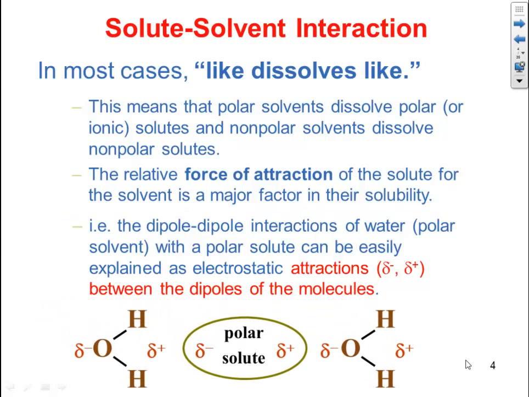Here's an example. You have your water molecules, which have delta pluses on the hydrogens and delta minus on the oxygen, and your polar solute, which will have a delta minus and a delta plus. What occurs is an attraction between the hydrogen delta pluses and the delta minus of that polar solute, and then you have an attraction between the delta plus of the solute to that of the delta minus on the oxygen.